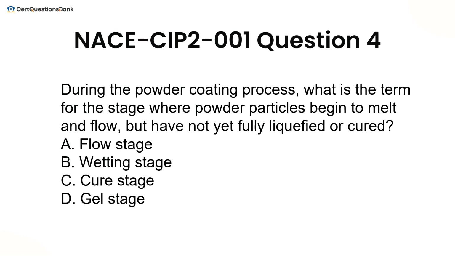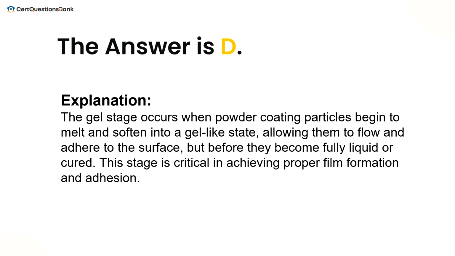During the powder coating process, what is the term for the stage where powder particles begin to melt and flow, but have not yet fully liquefied or cured? A. Flow stage. B. Wetting stage. C. Cure stage. D. Gel stage. The answer is D.